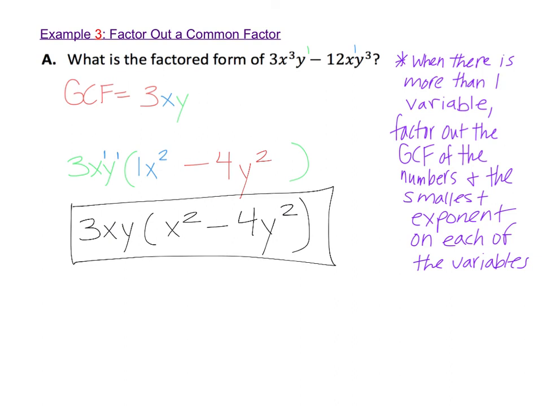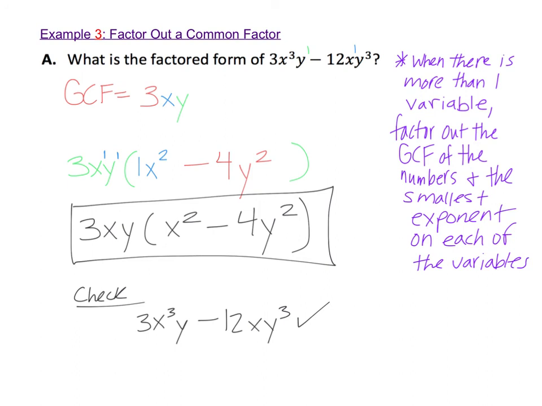Remember that you can always check your final answer by distributing it back through, and if you multiply these back through, you should end up right back where you started. 3x to the third y minus, I'm doing 3 times negative 4, so that's negative 12, and then x, and then y to the third. So it matches what I started with, which means we factored it correctly.